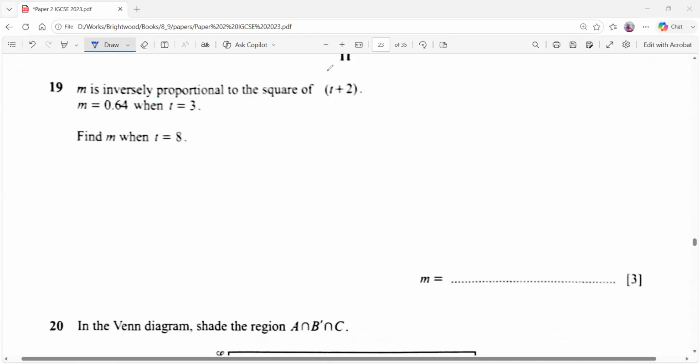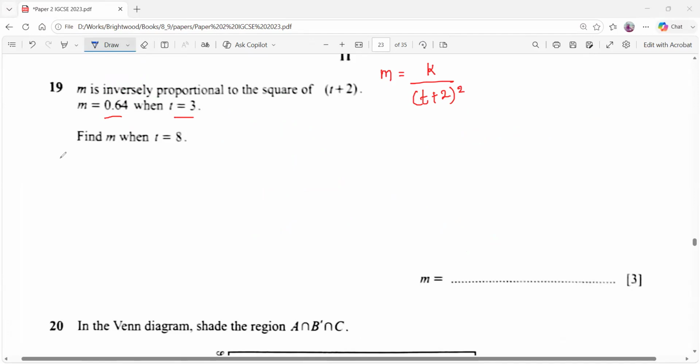you can write it as m equals k over (t plus 2) squared. Here is the equation. The first time, m is 0.64 when t equals 3. According to that, can you find the value of k?